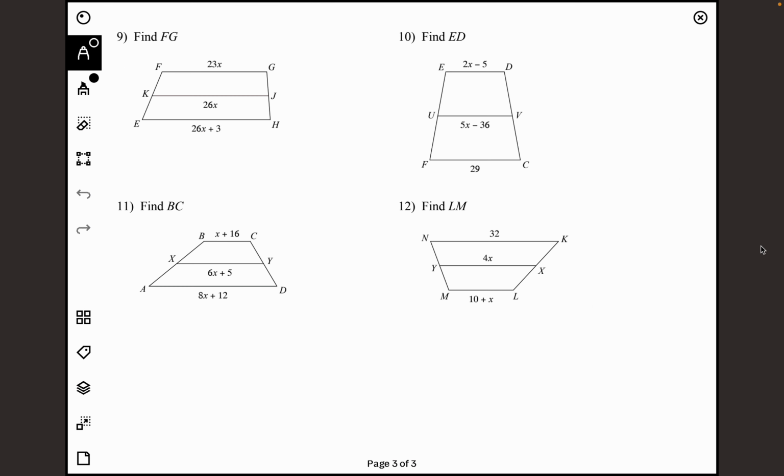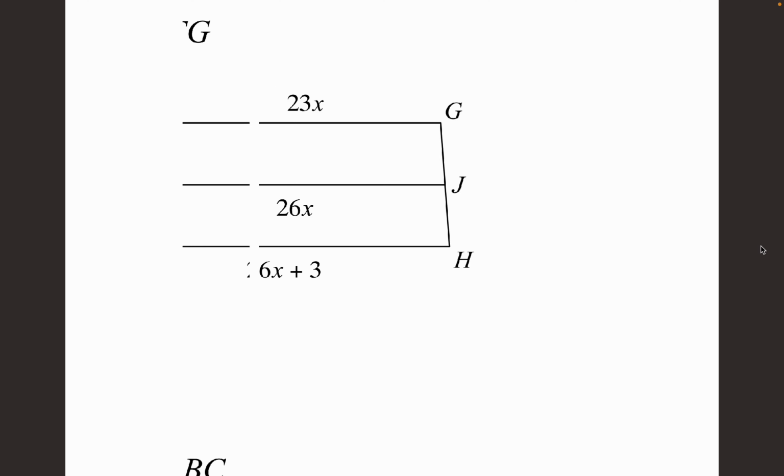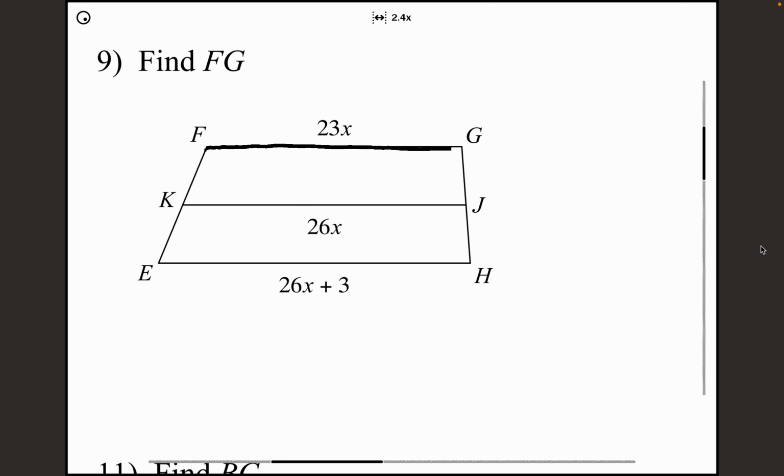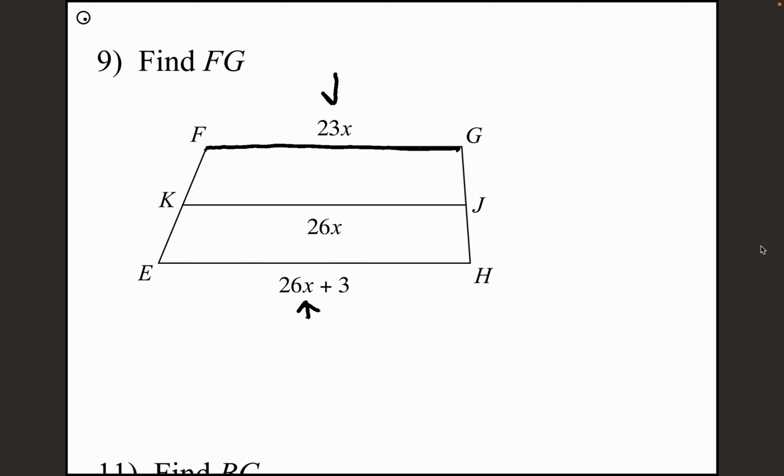If we look at this right here, we'll just do one last example together. This says find FG. So we're finding our value of the top base, not the median. You just set it up the same way as you do normally, where you add the top and the bottom, and you set that equal to the median. So you need to add the top and the bottom together, and then don't forget to divide by 2.